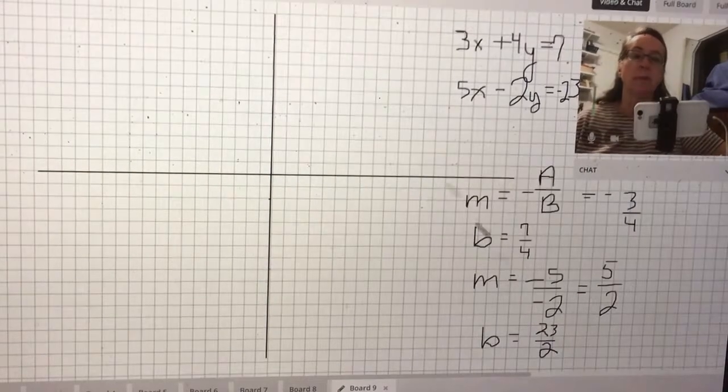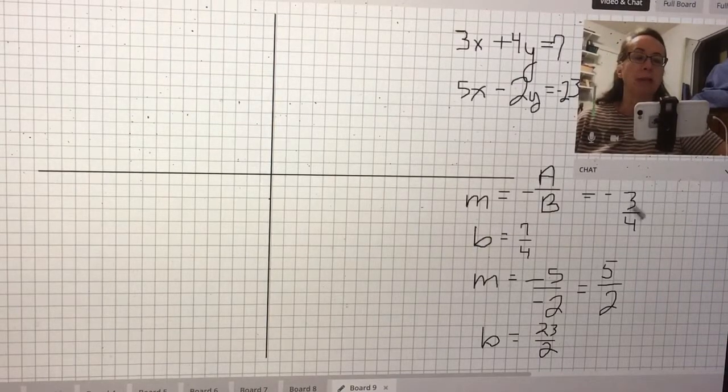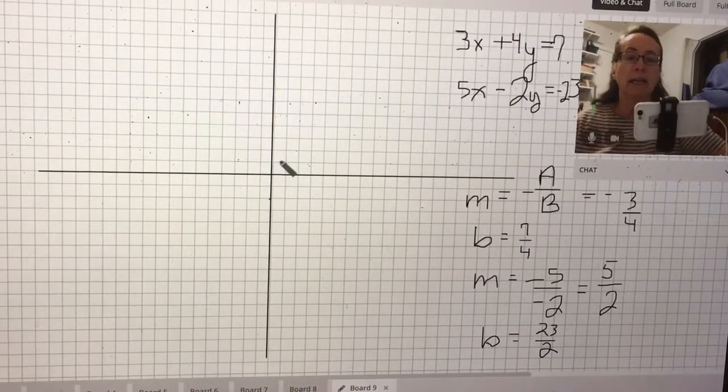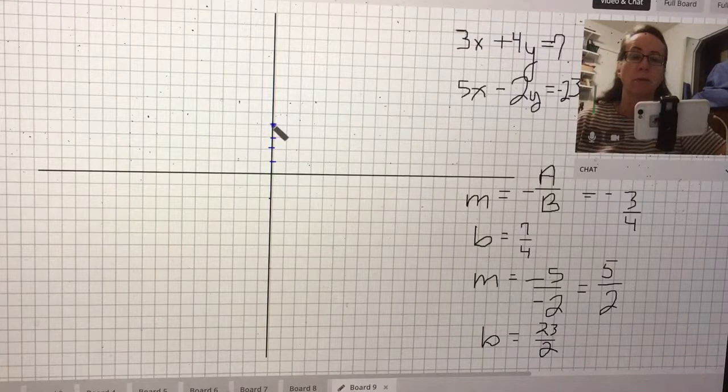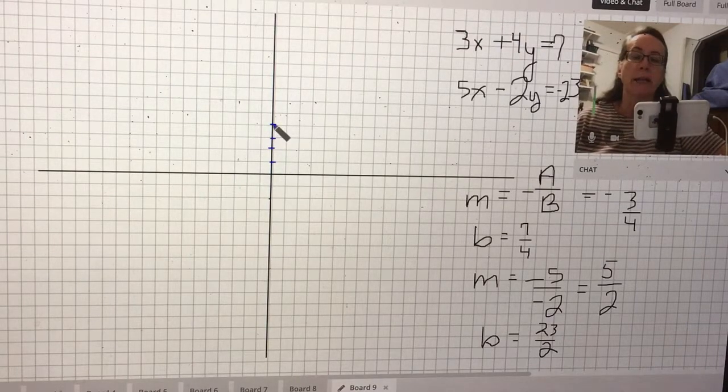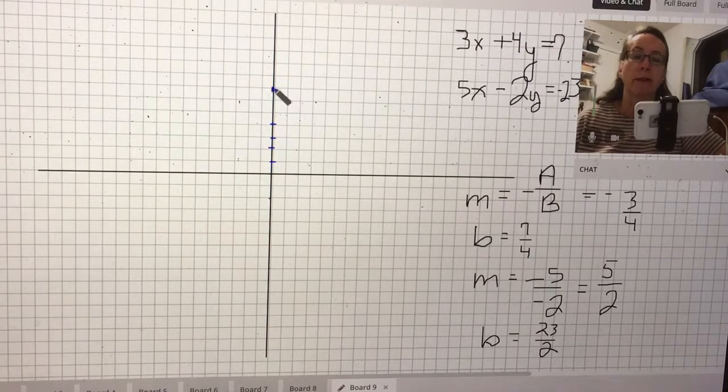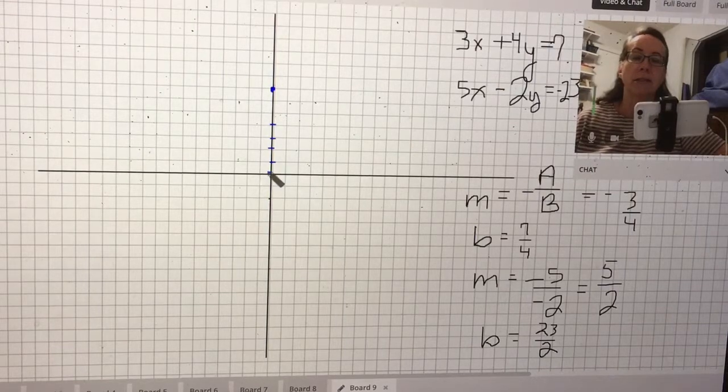So let's use this information. The first line we will make blue, and it has a slope of negative 3/4 and a y-intercept of 7/4. So let's start over here, and we're going to make each one of these a fourth. Okay, this will be easy since we have 7/4 and 3/4. So this one is going to be 7/4 right there, because it's 7 steps up. 1, 2, 3, 4, 5, 6, 7. But each one of those steps is a fourth.